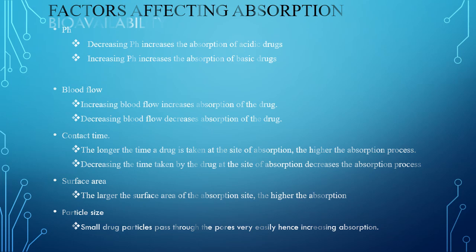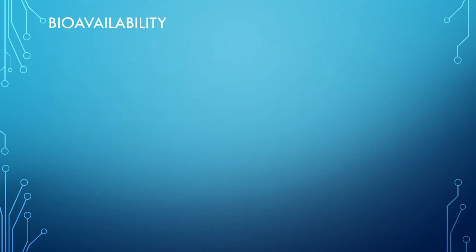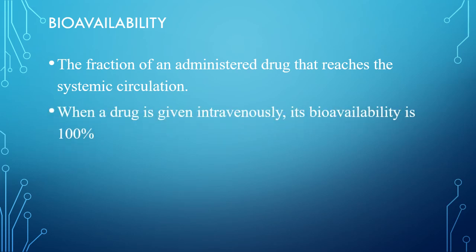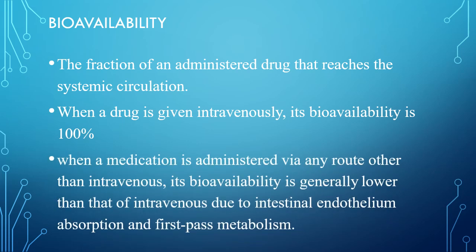Now, another thing we have to discuss is bioavailability. We can't just pass without mentioning bioavailability, especially where we have discussed absorption. So, what is bioavailability? Bioavailability is the fraction of the drug that reaches the systemic circulation. Generally, when a drug is given intravenously, its bioavailability is 100%. But with other modes of administration, only a fraction of the drug reaches the systemic circulation. That fraction is what we call the bioavailability.